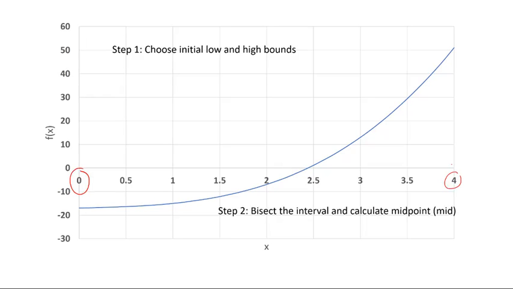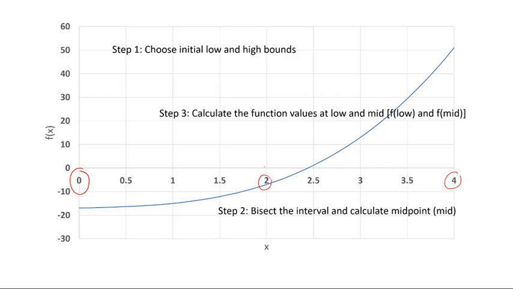Next, we bisect the interval and calculate the midpoint. So the average of 0 and 4 is 2. Next, we calculate the function values at the low and the middle, and we call these f low and f mid. So f low is down here, f mid is here. Now the only thing that matters in the bisection technique is the sign. We don't need to use the value at all.